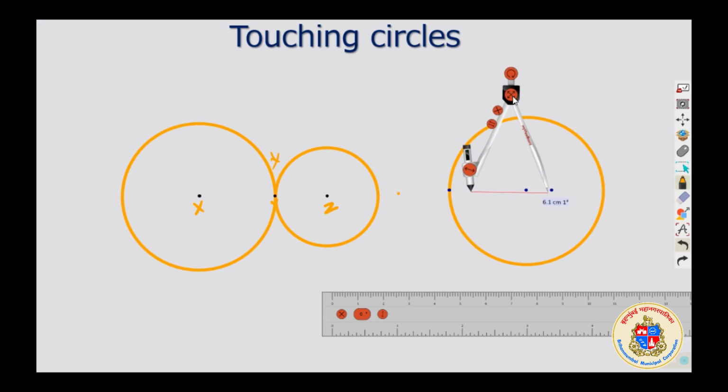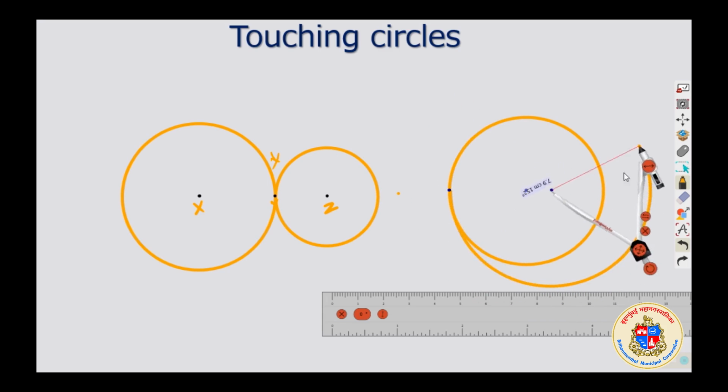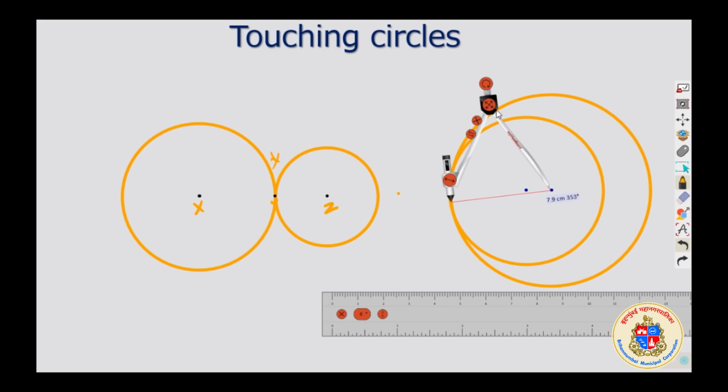And another circle I am going to draw keeping this point and the same point here as its radius. I am drawing a circle. Here also we can see that these are two different circles touching at a point. If I mark the first as X, the second as Y and the third one as Z, here the peculiarity is that one circle is inside the other circle.